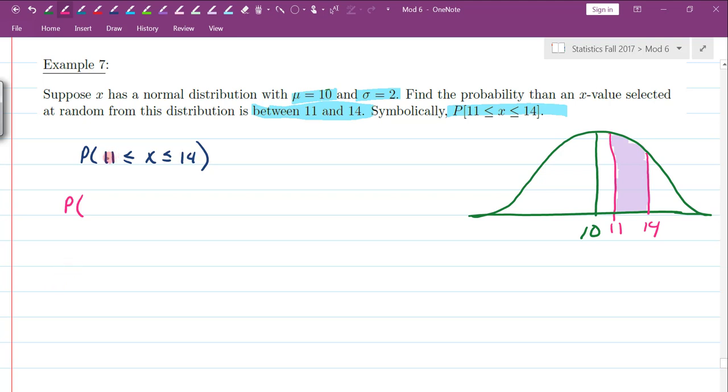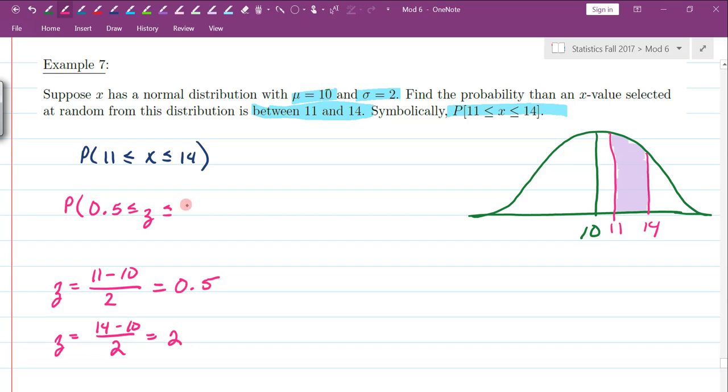So if I first want to standardize 11, I'm going to say z is equal to 11 minus the mean, the mean is 10, divided by my standard deviation, which is 2. I punch that in my calculator, and I end up with 1 divided by 2, which is 0.5. So my first boundary is 0.5 is less than or equal to z, which is less than or equal to, now I want to standardize my 14. So z is equal to 14 minus 10 divided by 2. 14 minus 10 is 4. 4 divided by 2 is 2. So put my 2 right there.